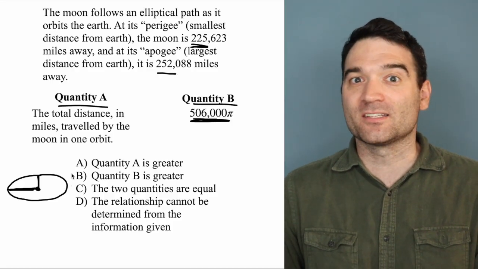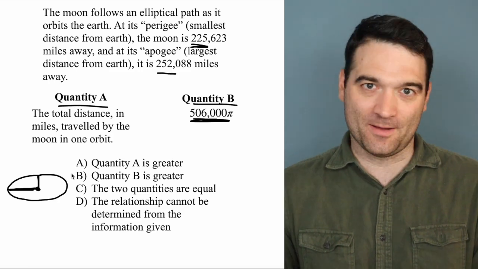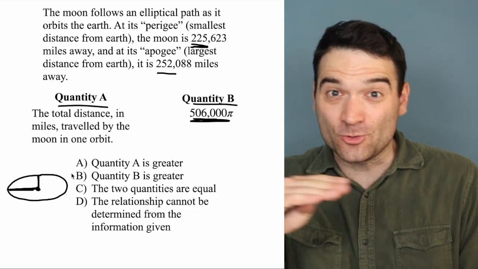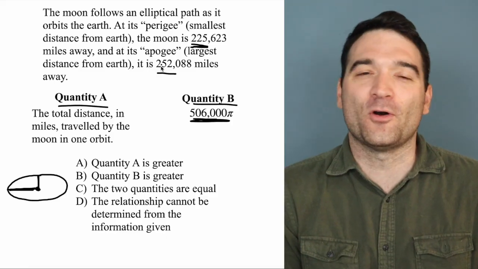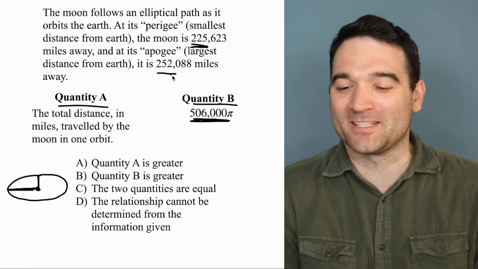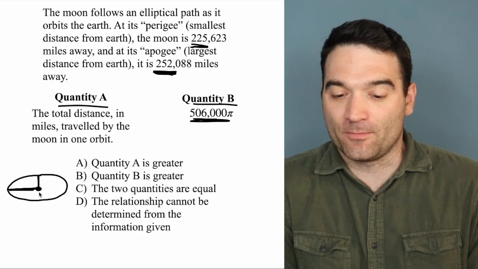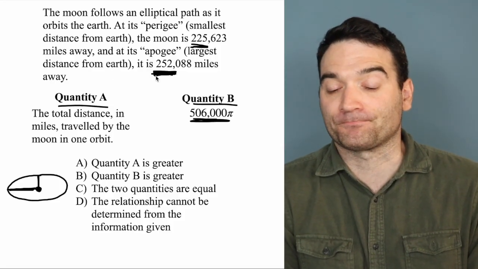Now I'll come back to this idea of setting boundaries. They have given us, even though they didn't use this word, a minimum and a maximum. And it's really important to notice when they do that, because that allows us, again, to set boundaries or draw lines in the sand. Let's focus on the maximum, because that's actually where this ends up going. We know that the maximum distance away from Earth that the moon is in this orbit is 252,000 miles.